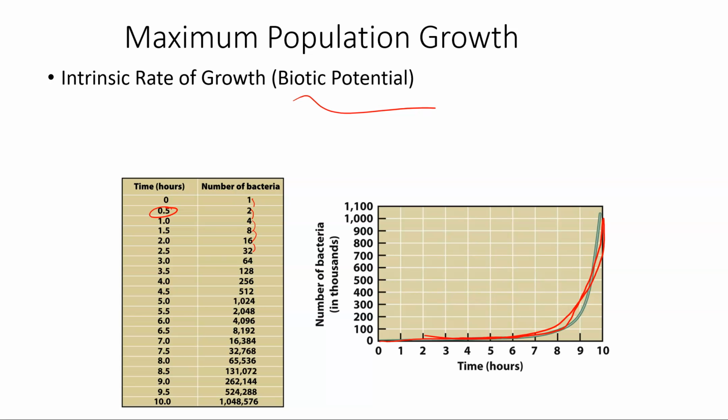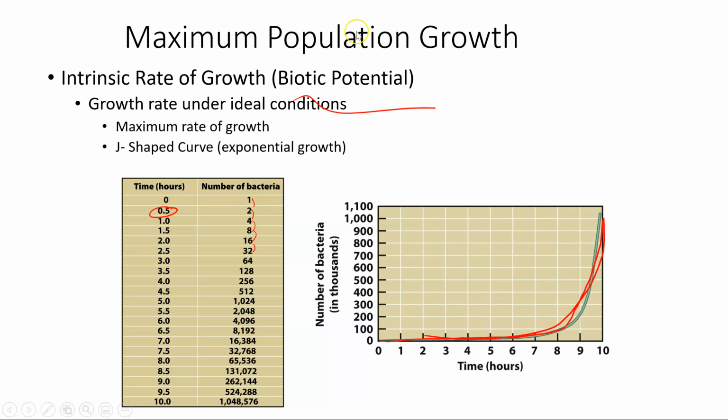If there was no environmental resistance, no constraints, so plenty of food, plenty of water, all the space, no competition, etc. That's what would have happened. So it's that maximum rate of growth, and that produces a J-shaped curve, and lots of populations will show this, especially when they're introduced to a new environment.